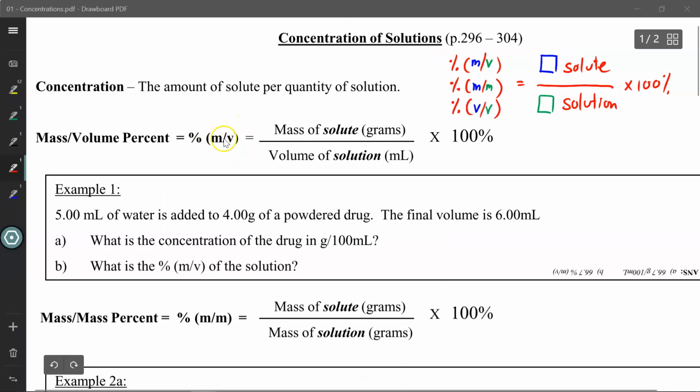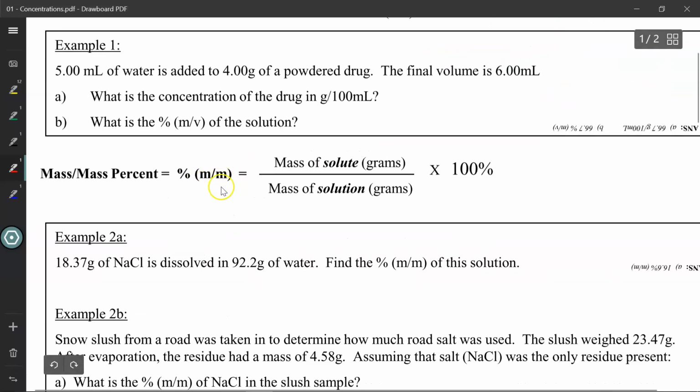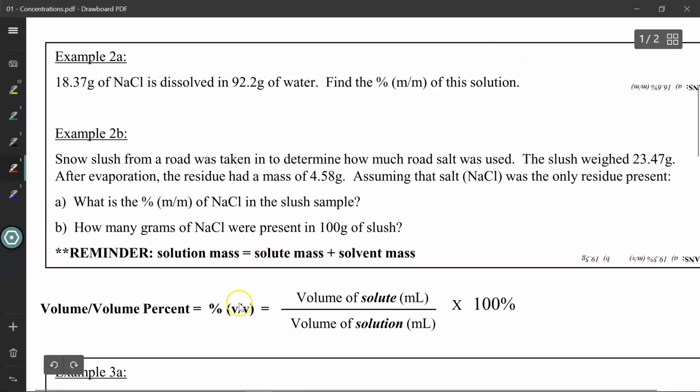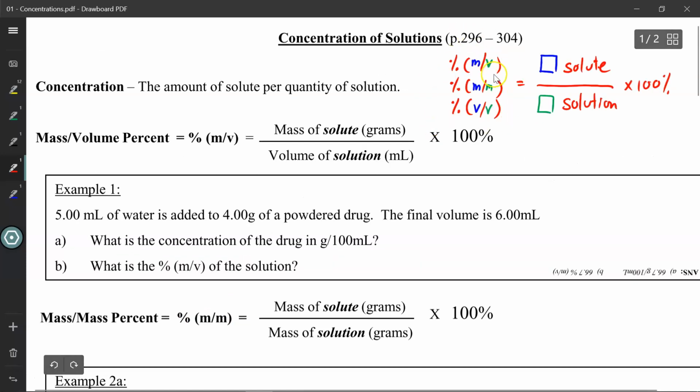There is a percent MV, percent MM, and percent VV. They all have the same general equation: how much solute per quantity of solution times 100%. The only difference is how do you measure the solute and how do you measure the solution. Is it a mass of solute per volume of solution, or mass of solute per mass of solution, or volume of the solute per volume of the solution? Which method I choose depends on what's easiest to measure.